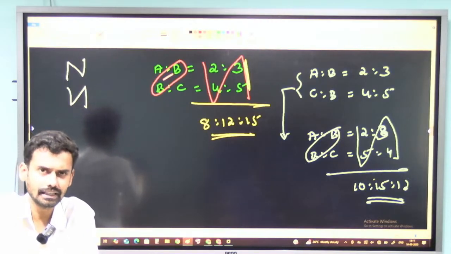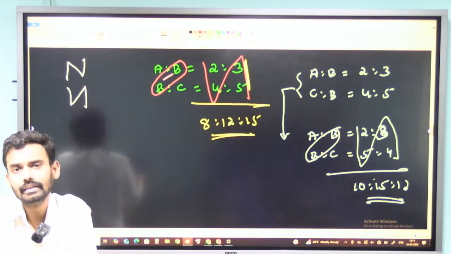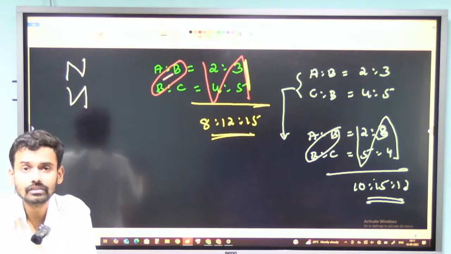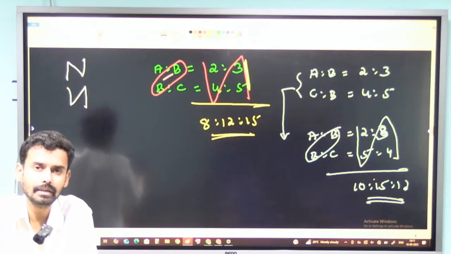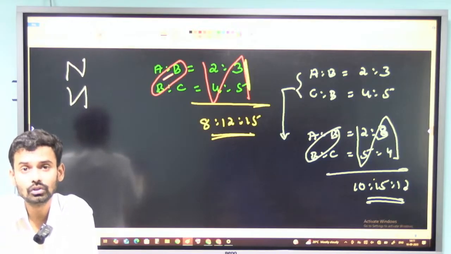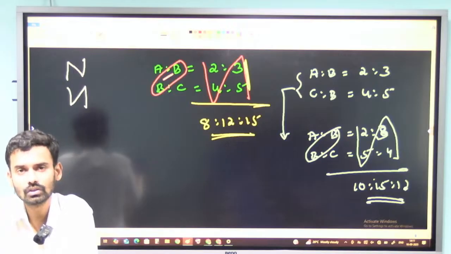Most of the questions in ratios, two ratios will be given. Before comparing any two entities, we need to merge the ratio and then we can compare. So this we will be seeing, how we can implement this type of merging the ratios concept in the problems. So this is all for this session.